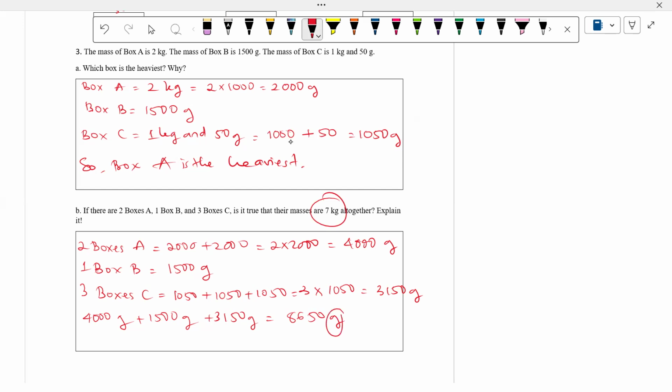we need to convert grams into kilograms. Look at the thousands. Which digit is the thousands? The thousands is this, because this is ones, tens, hundreds, and this is the thousands. We take the thousands, so the thousands become kilograms. So it is 8 kilograms and 650 grams. Okay, let me check it again. Okay, correct.